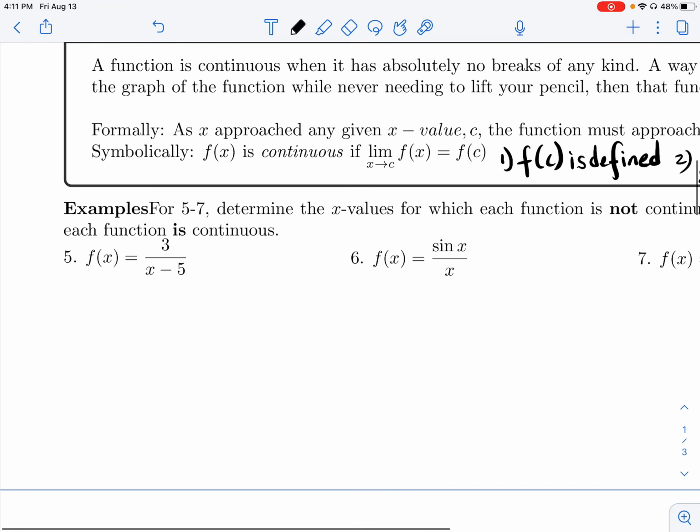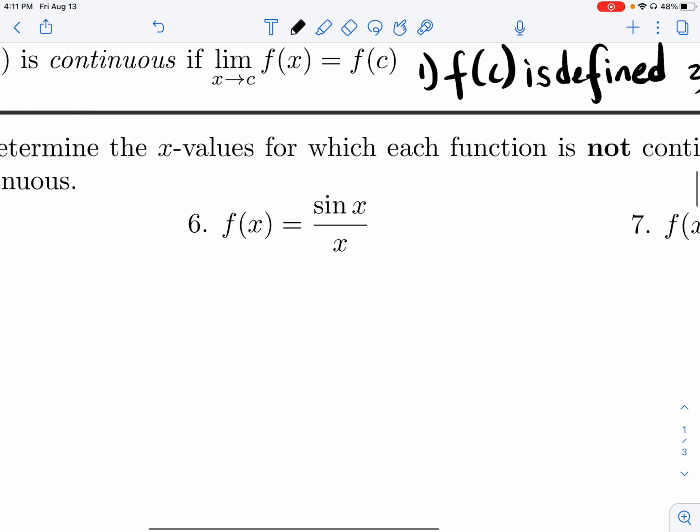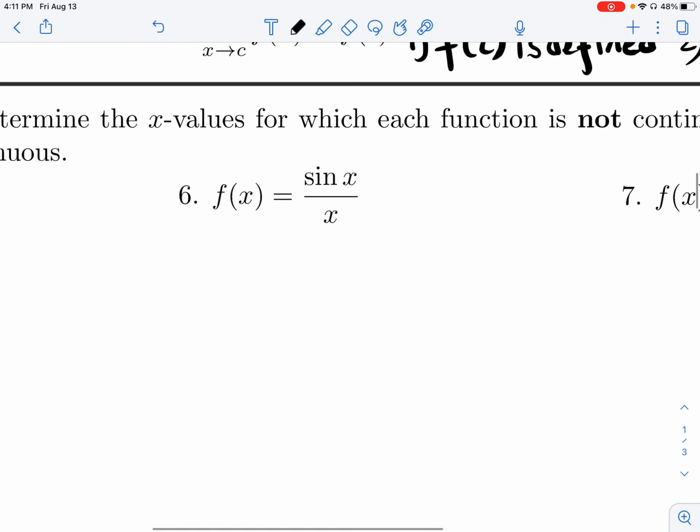So really quickly, let me just try one or two of these problems. Let's actually jump to number 6, for example. What we're going to do here is see, are these functions continuous? And if they're not continuous, we're going to state the intervals. Actually, let's hold off on that. Let's just make sure we understand why the function is not continuous there.